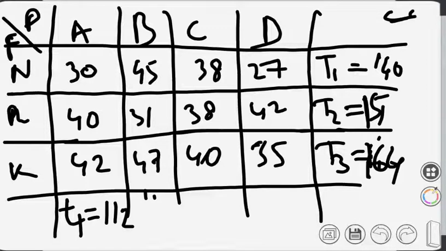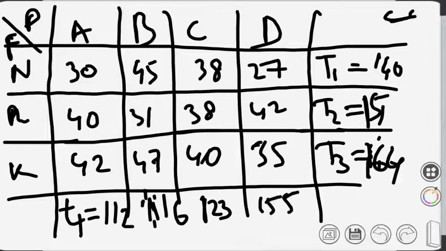Then 116. So 116, 123, and this 45. How much is that? And T is, if you add these four columns, how much is the total? So what is T? What is the value? 455.